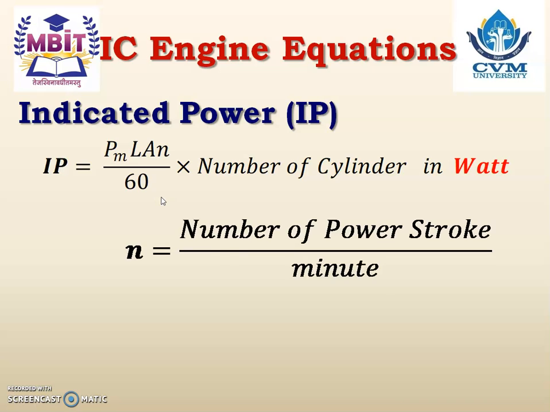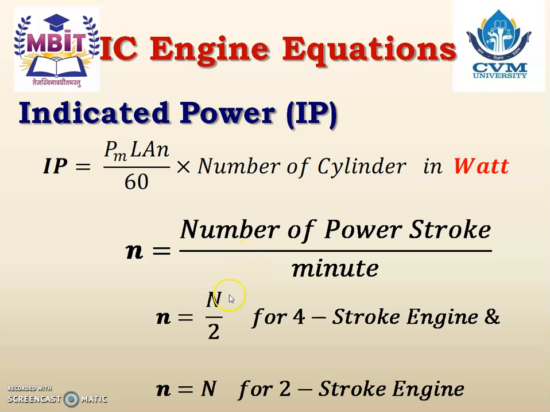Now next is small n. So small n is number of power strokes per minute, and that is equal to capital N by 2 for 4-stroke engine. So what is capital N? Capital N is nothing but the engine speed in RPM. Right? So small n is equal to capital N by 2 for 4-stroke engine, and small n is equal to capital N for 2-stroke engine. So in numerical, if they have given you 2-stroke engine, then we can substitute the value of small n equal to capital N. Now the last is the number of cylinders. So using this equation, we can calculate the IP.